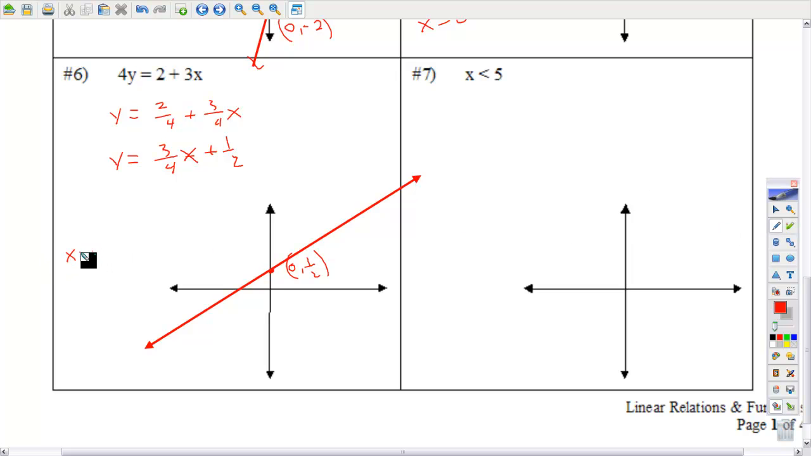Find the x-intercept. Put zero in for y and solve the equation for x. Then multiply each term here by 4 to get rid of my fractions. 3/4 times 4 is 3. Half times 4 is 2. That gives me negative 2/3 as my x-intercept.